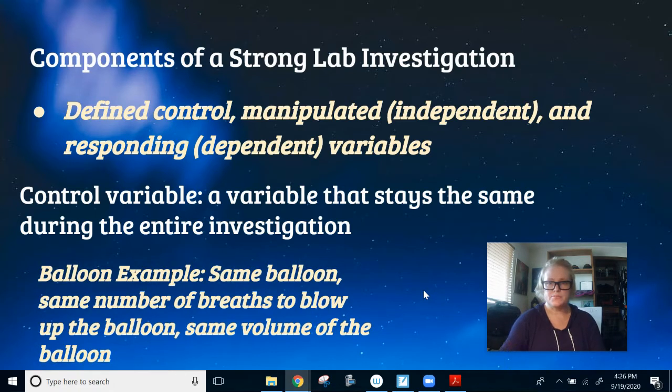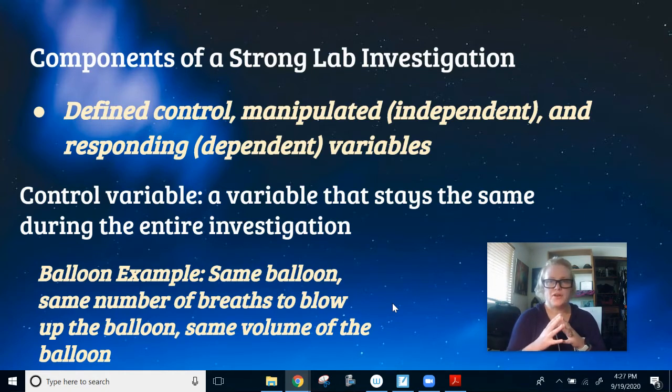So let's go back to Ms. Hall's balloon example from the CER video. We're going to try to prove, is air matter? Ms. Hall did that by taking the mass of a balloon before filling up with air, taking the mass of the balloon after, and seeing that the mass went up. That meant that the air had added mass to the balloon, therefore air is matter.